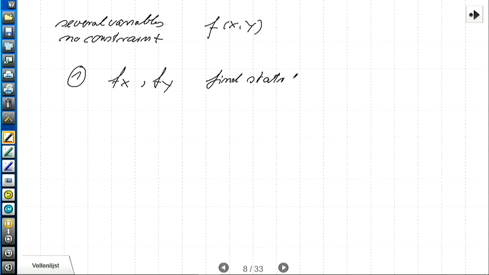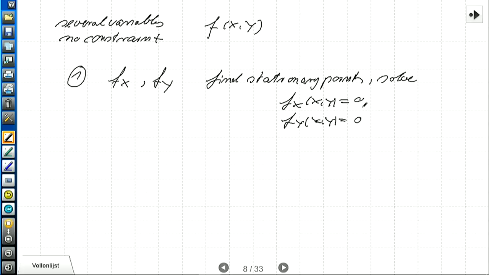So we solve a set of equations, which is f_x equals 0 and f_y equals 0. You did that a lot. You have a lot of practice in that. This is algebra, okay? Out of this results possibly a list of solutions, of stationary points.